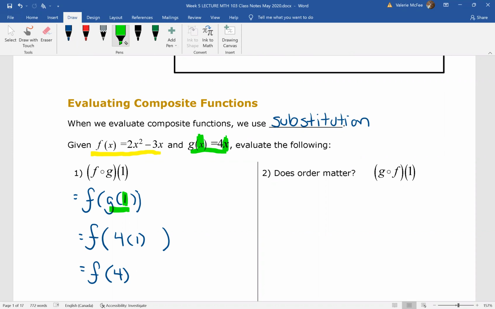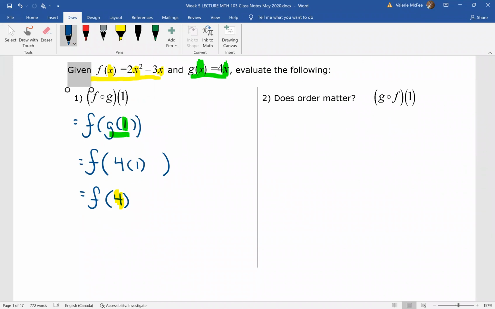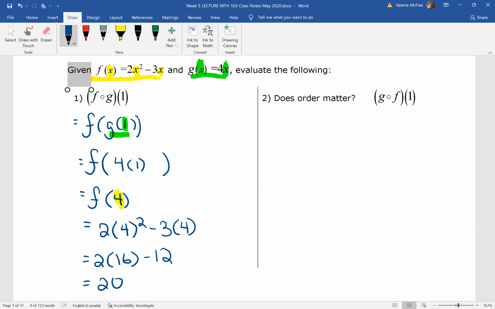Now I've changed x in f to 4. So just like we were doing last week, each of these x's need to be substituted with 4. 2 times 4 squared minus 3 times 4. So we have 2 times 16 minus 12. This equals 20.